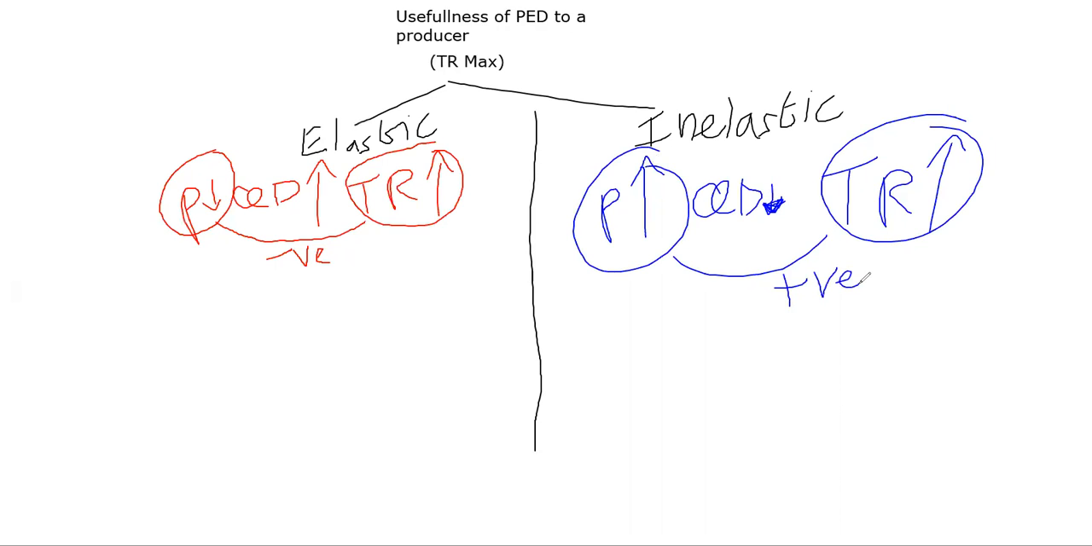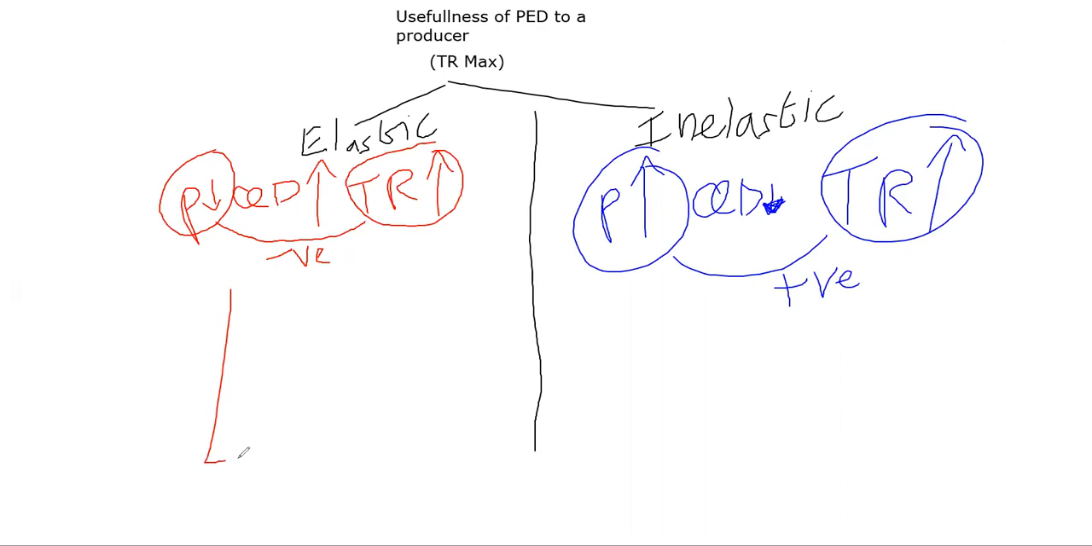I'm sorry, I think I misquoted something. You shouldn't flip the arrows in this case, because in the elastic case, if you increase price, you will in fact decrease total revenue. If you increase price, the quantity demanded will decrease by a much larger amount, hence decreasing total revenue. So don't do that.